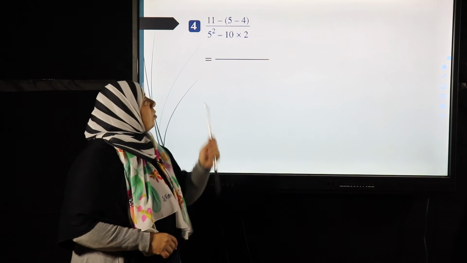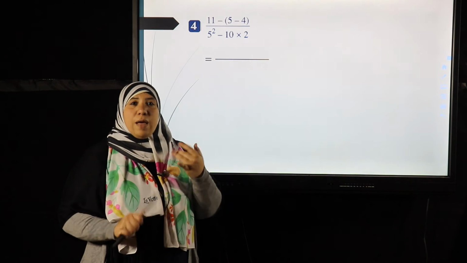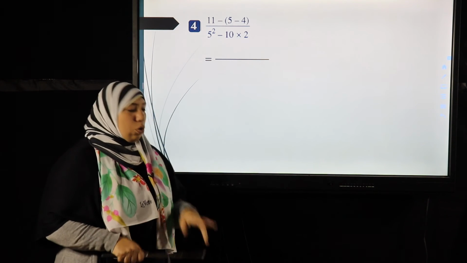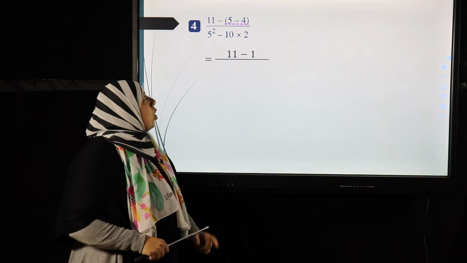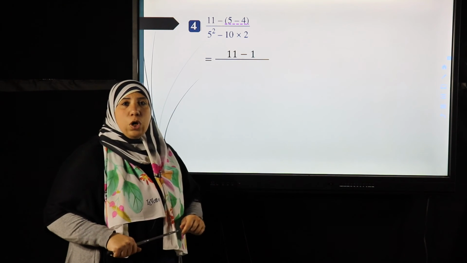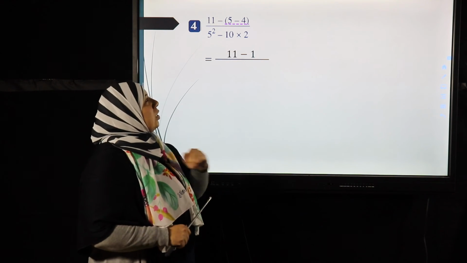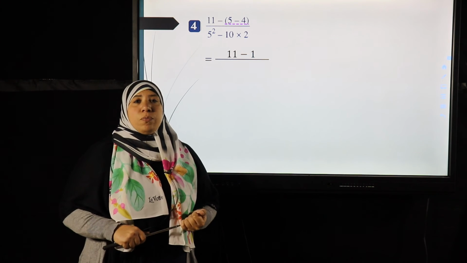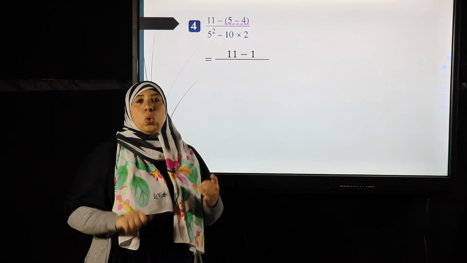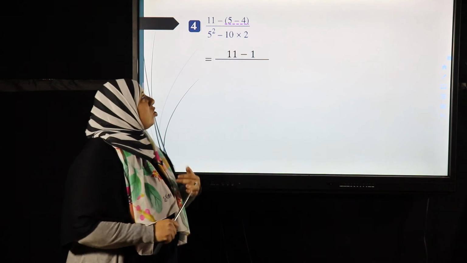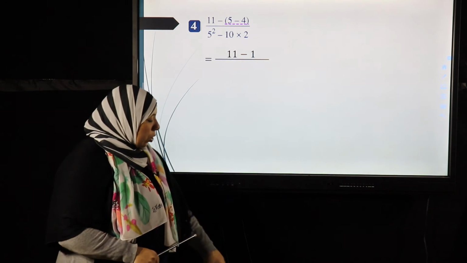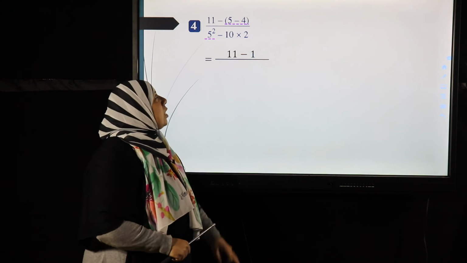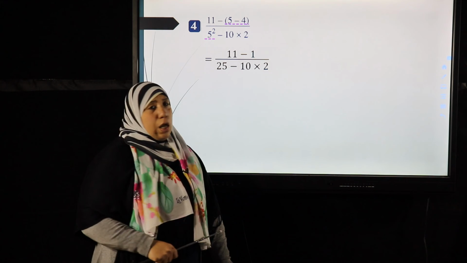So in the numerator, I have 2 operations, 11 minus and the bracket. So we do the bracket first. It will be 11 minus 1, 5 minus 4 equals 1. In the denominator, what do we have? Do we have a bracket? No, we have powers. So we will start with step number 2 to evaluate the power. 5 power 2 is 25 minus 10 times 2.